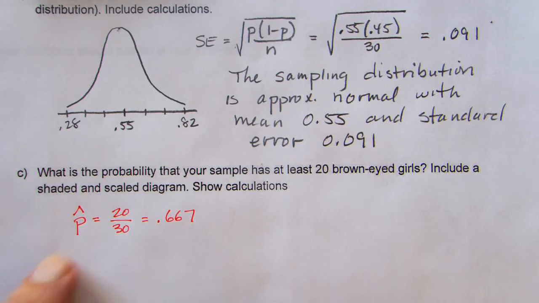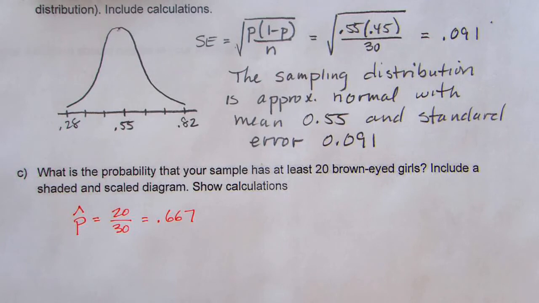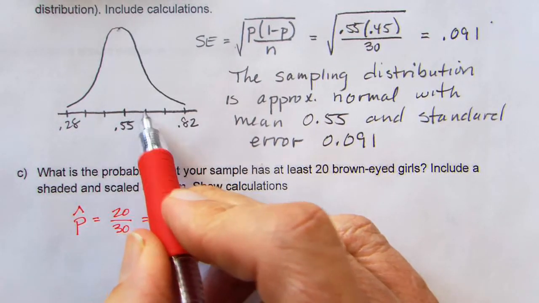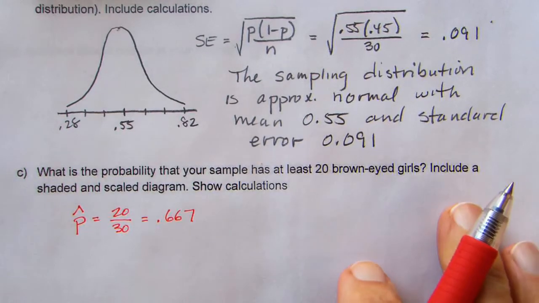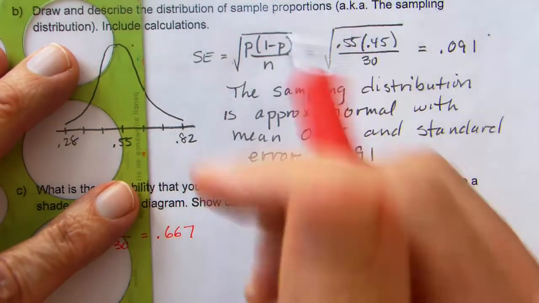The question is, where is this on our distribution of sample proportions? Remember, each of these is about 0.09, so this is about 11% more than 55. So we'll just pass the first deviation.